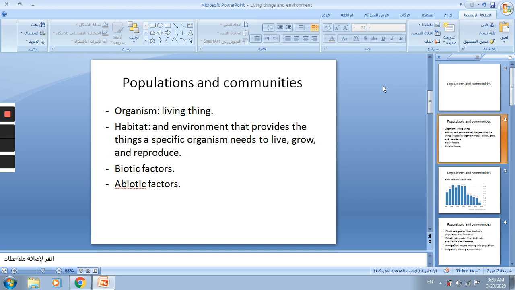Biotic factors are the living things in the environment, like plants, animals, and so on. Abiotic factors are things like water, oxygen, gases, mountains, and stuff like that. So this is the difference between biotic and abiotic factors.